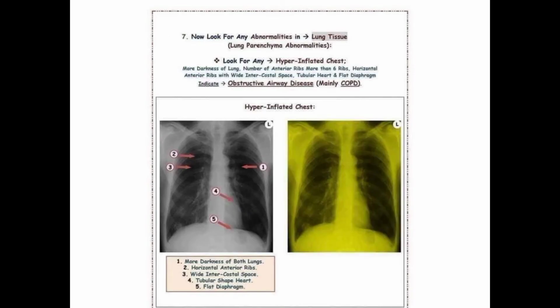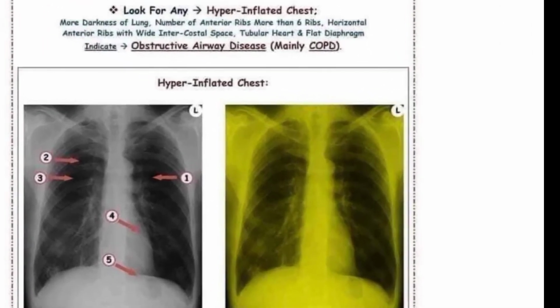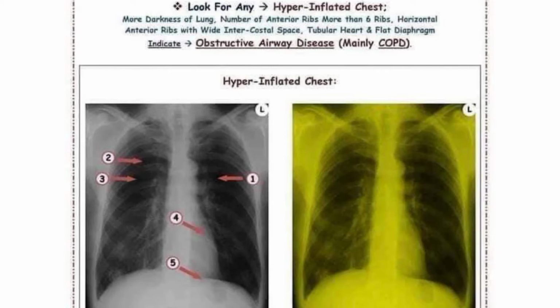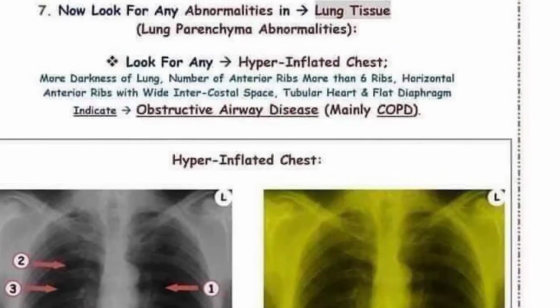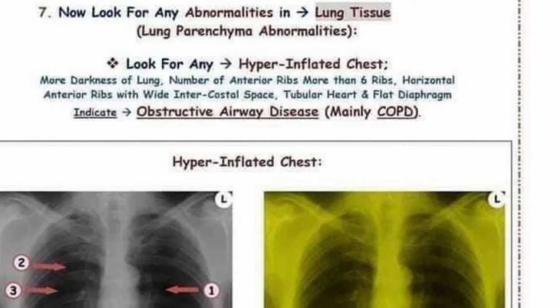Then look for any abnormality in the lung tissue, especially lung parenchyma abnormalities. Look for any hyperinflated chest, more darkness of the lungs, number of anterior ribs more than 6, horizontal anterior ribs and wide intercostal space, and tubular heart and flat diaphragm.